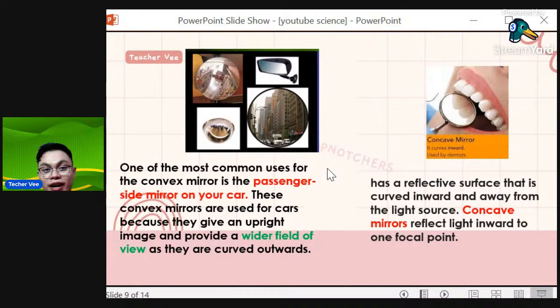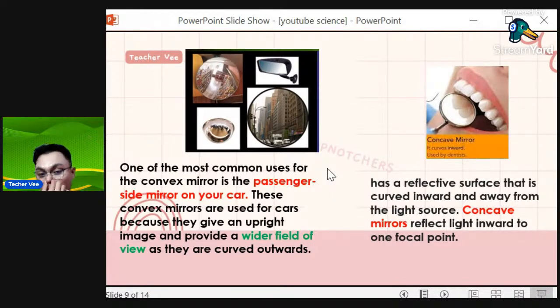Okay? So para hindi makalimutan, just remember the alphabetical order, no? Convex, wider. So meaning W, X, Y, Z, di ba? Magkasunod si W tsaka X. So convex, wider, no? Wider field, wider view, convex, WX. Kuha ba yun? Okay, that's convex.